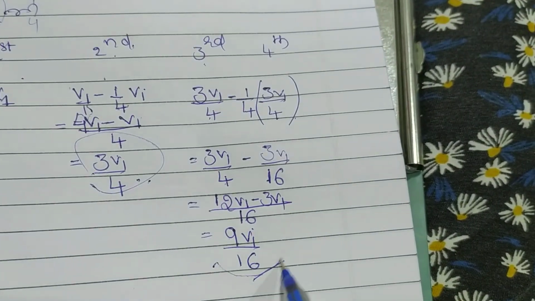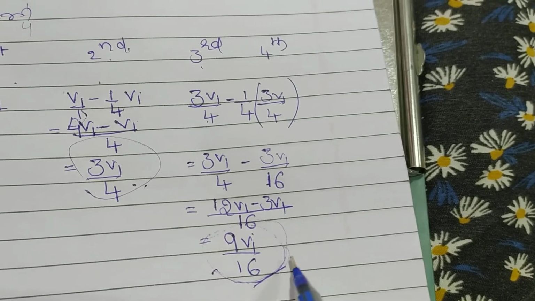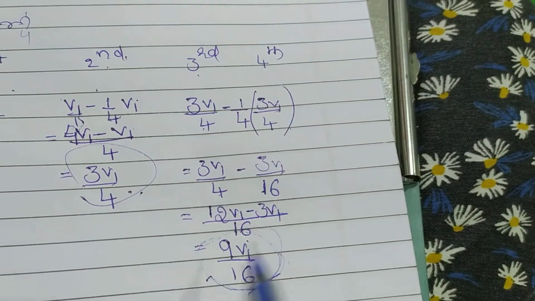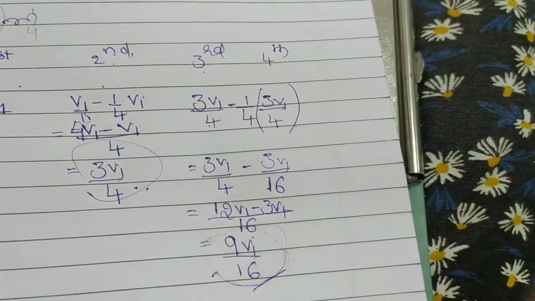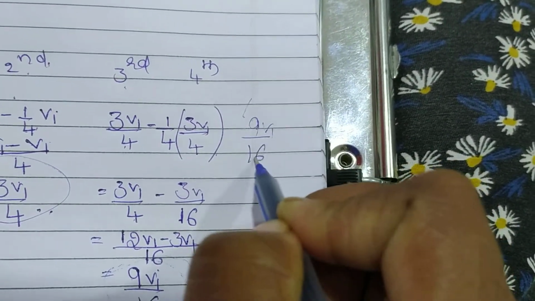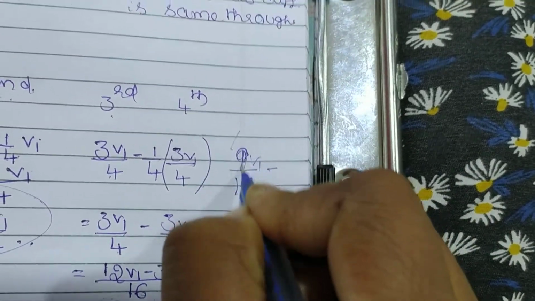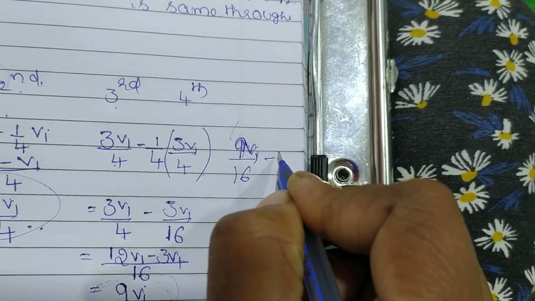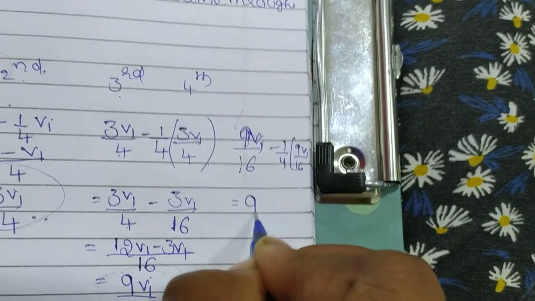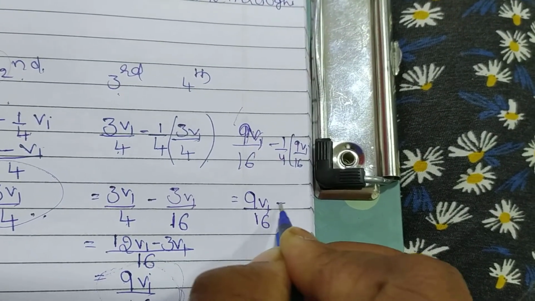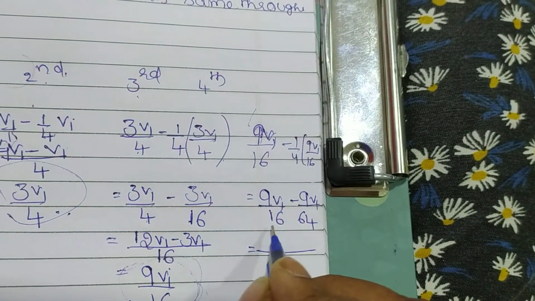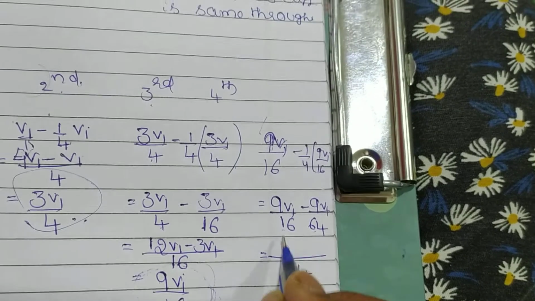So this is the amount of air present in the third cylinder. In the next one, from this amount of air we have to remove 1/4 of what is present at that time. So that is 9V1 by 16 minus 1/4 of 9V1 by 16. So how much will you get? 9V1 by 16 minus 9V1 by 64, since 16 fours are 64. Now the LCM of 16 and 64 is 64.